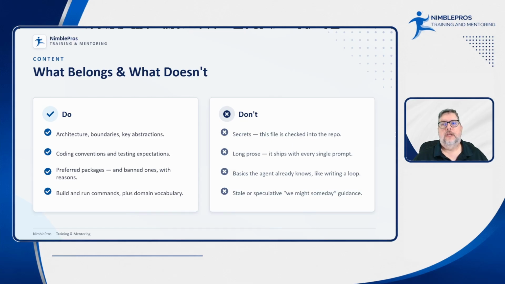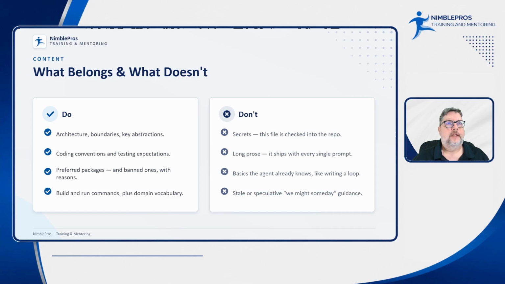You also don't want to include anything that the AI agent already knows. You don't need to tell it how to use a class, how to create a class, how to write a for loop or a switch statement, or any of this kind of general knowledge stuff. You don't need to include any of that. The AI agent is a very good generalist, so you don't need to include that stuff.